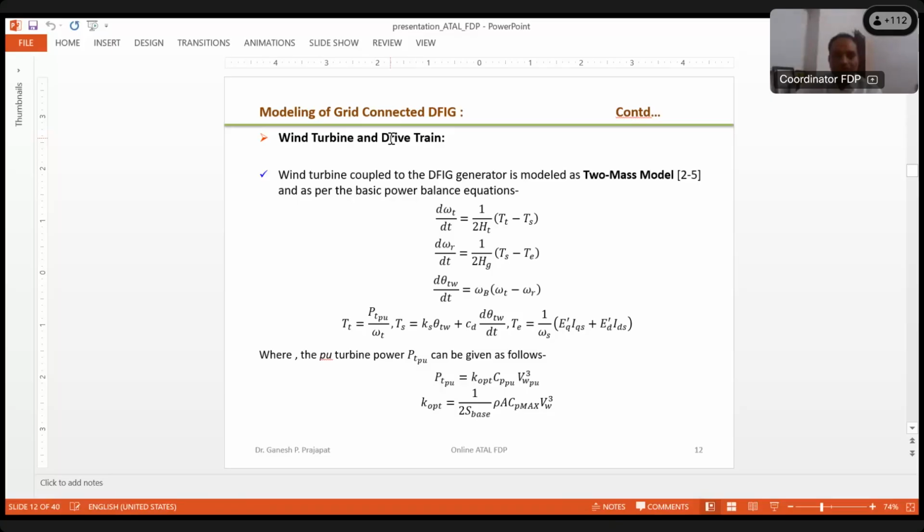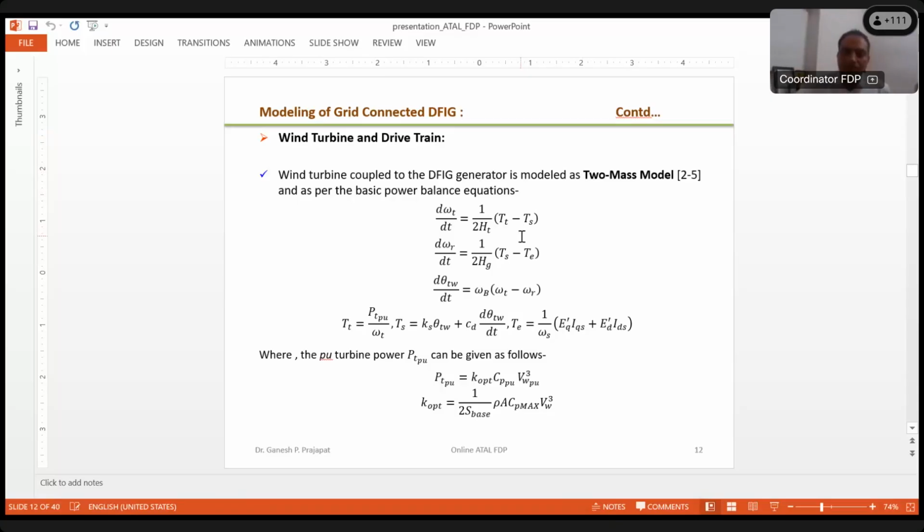While if some device has lower weight or lower size, then that has lower inertia. Since there is a big difference between the inertia of the turbine and generator, that's why we need to model it in a two mass model, two separate masses. One mass is of the turbine and another mass is of the generator. So accordingly, we need to have the dynamic equations.